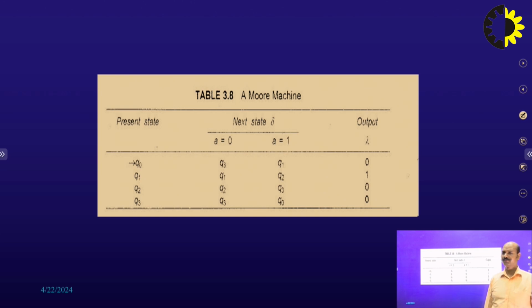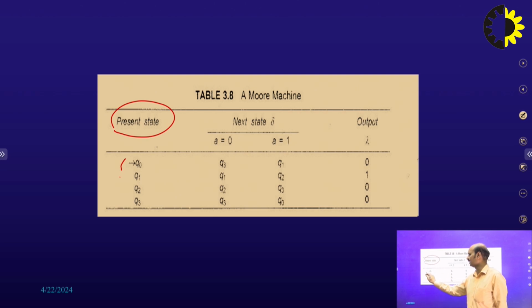This is the table of the Moore machine. There are some present states. In this particular machine, we have 4 different states. Q naught behaves like the initial state. There are 2 input types, that is 0 and 1. This is the next state transition represented by delta. When Q naught gets input 0, it produces Q3. This is the transition function. Then from Q naught we apply 0, we reach Q3. And if we are in state Q naught and input a 1, then we reach Q1.